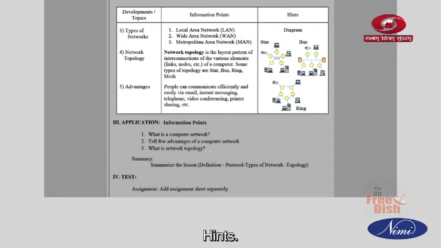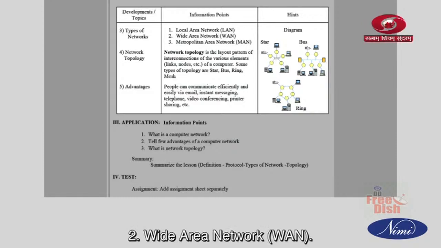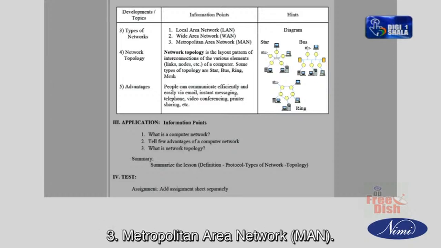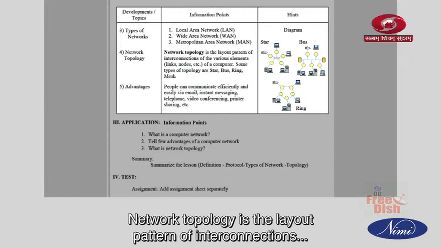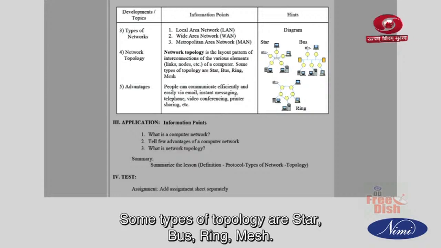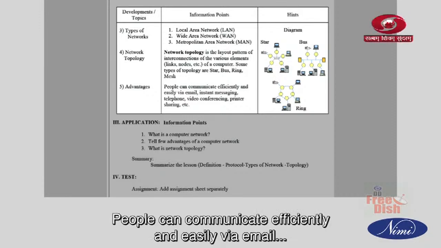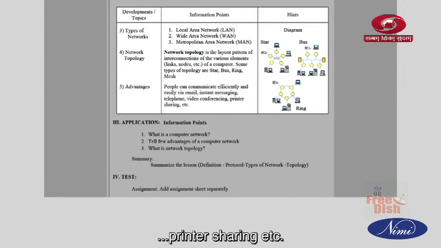Developments or topics. Information points, hints. 3. Types of networks: 1. Local area network, LAN. 2. Wide area network, WAN. 3. Metropolitan area network, MAN. 4. Network topology. Network topology is the layout pattern of interconnections of the various elements, links, nodes, etc. of a computer network. Some types of topology are star, bus, ring, mesh. 5. Advantages. People can communicate efficiently and easily via email, instant messaging, telephone, video conferencing, printer sharing, etc.